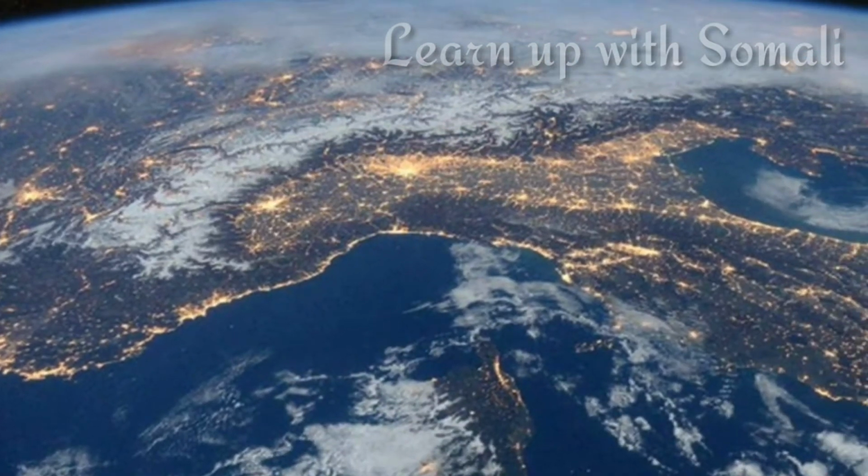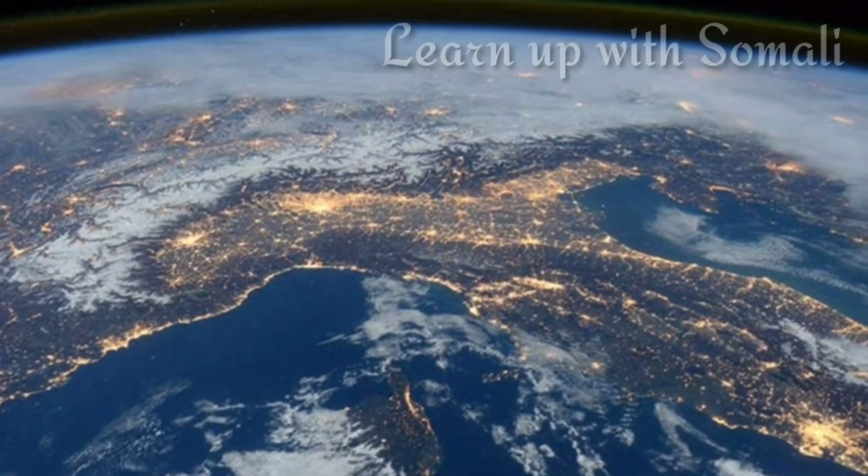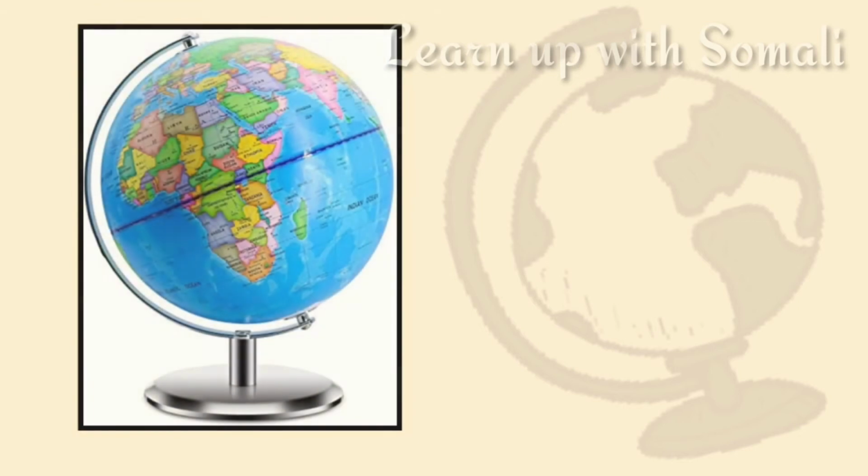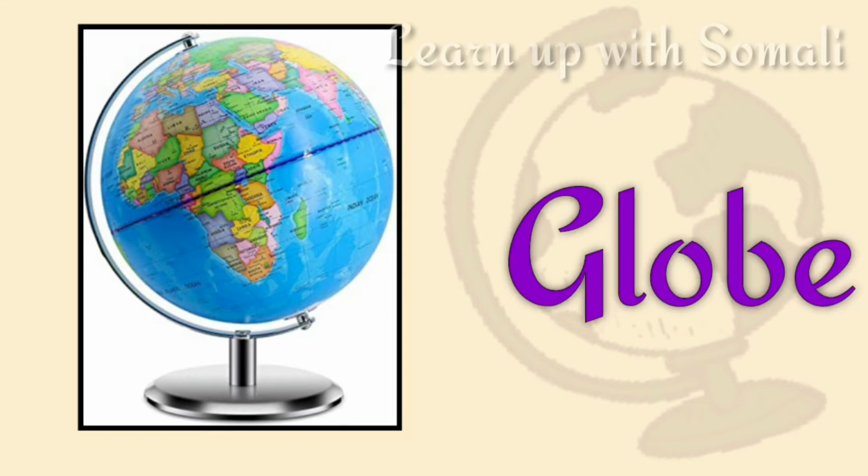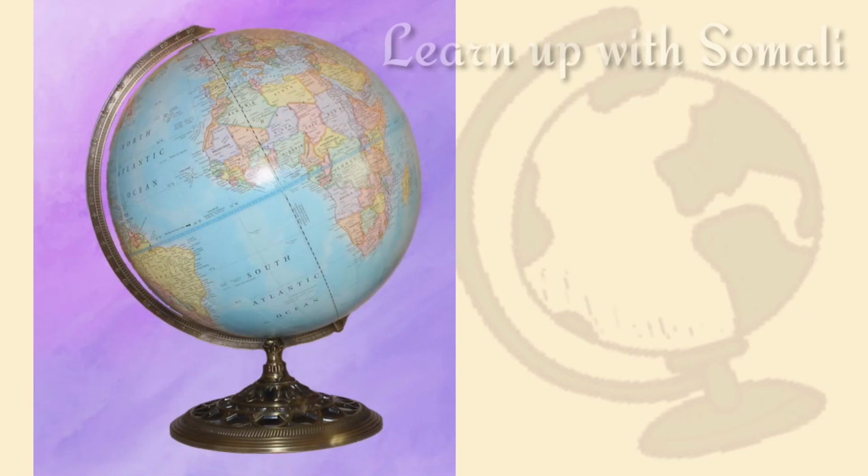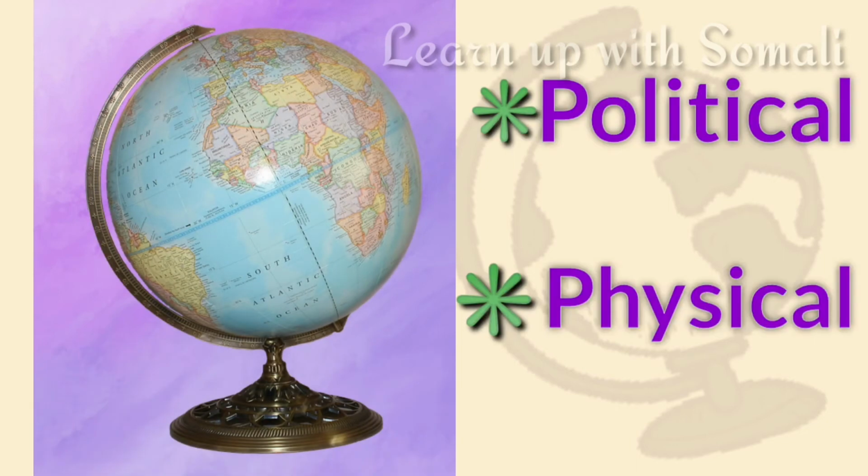We cannot see the entire Earth at a time. So, we have to make a model to study and view the whole of it. This model of the Earth is called a globe. A globe shows the political and physical features of the Earth.